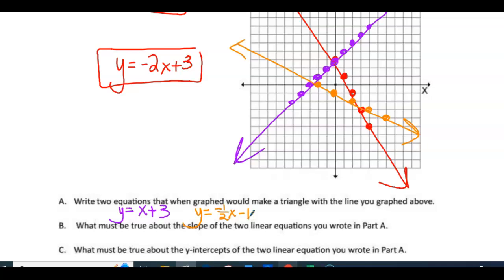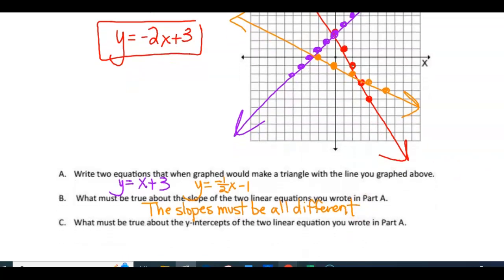So it says here, what must be true about the slope? Well, look at your 3 lines. They go in 3 different directions. So the thing that has to be the truth about the slopes must all be different. Because you have to have them going in different directions to make a triangle for 3 lines to intersect. So all the slopes have to be different.